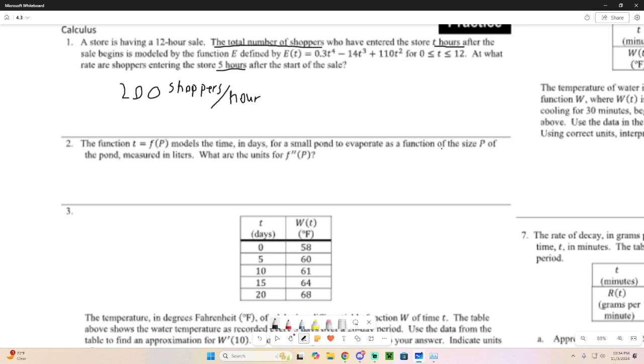Question 2 says a function modeled p, f of p models the time in days for a small pond to evaporate as a function of the size p of the pond measured in liters. What is the unit of f double prime of p?